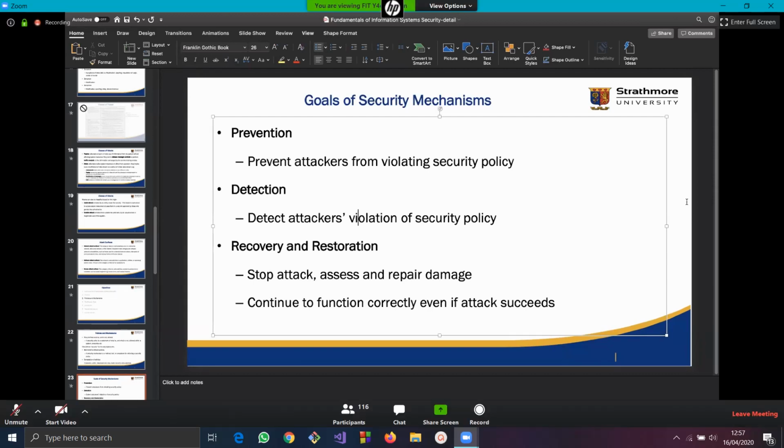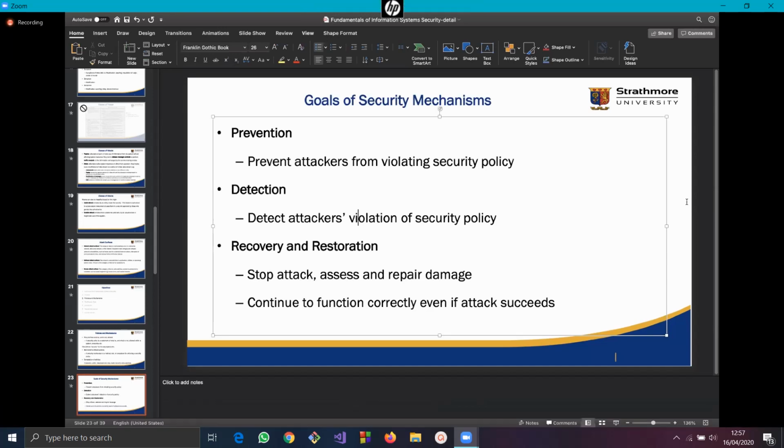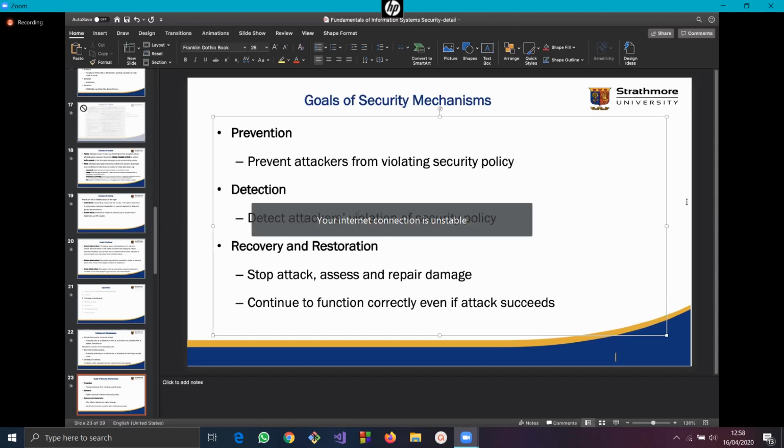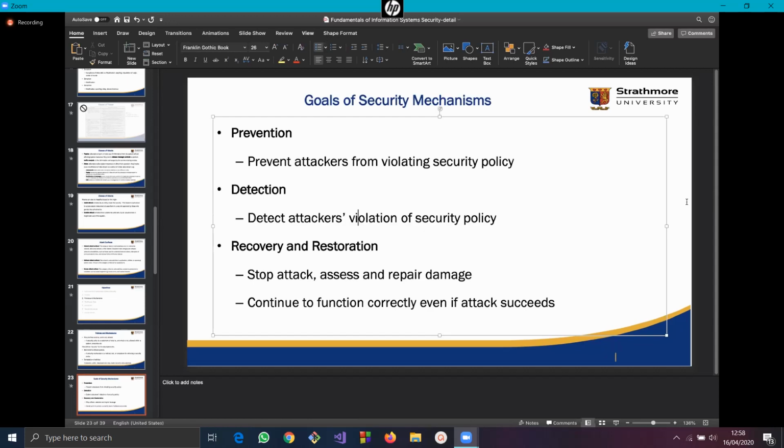Yes, Austin. I think it would be better to put more emphasis at the detection level. Okay. Since earlier on we had said that prevention can't be 100% always. There has to be a vulnerability somewhere. So in my case, I think detection would be better.